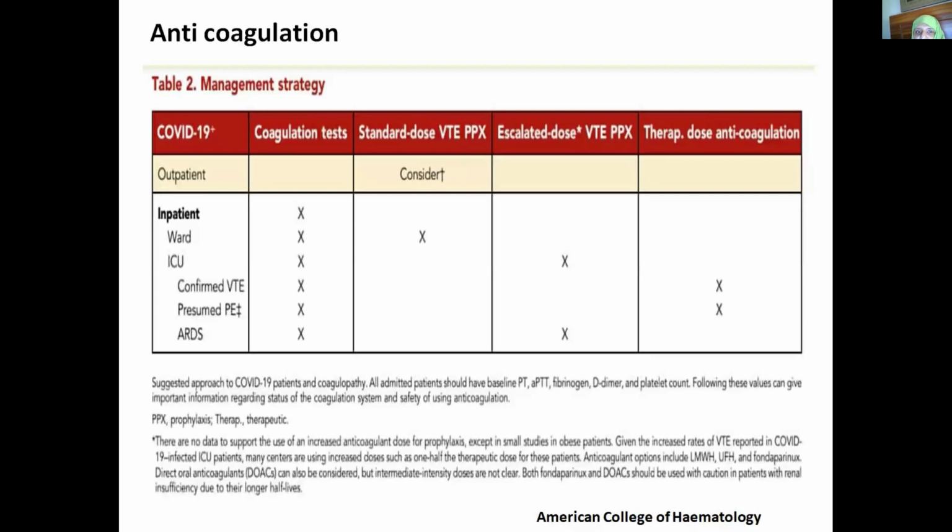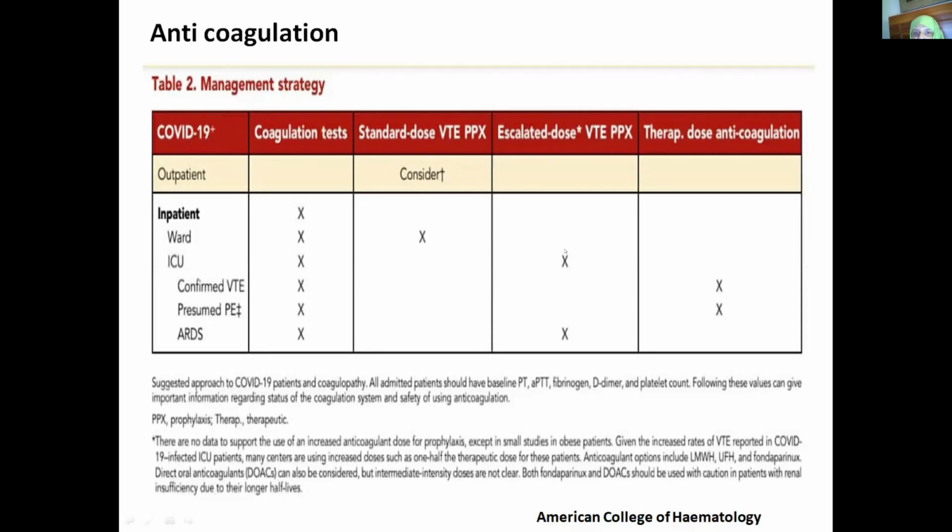The anticoagulation strategy has already been explained, because COVID has a significant coagulopathy associated with it. So this is from the American College of Haematology. This is what we are also following in our hospital, that we give a standard prophylaxis to everyone, and we give therapeutic dose anticoagulation to those who have either confirmed thromboembolism, PE or DVT, or they have a presumed diagnosis, and on clinical grounds we are suspecting that they have it.